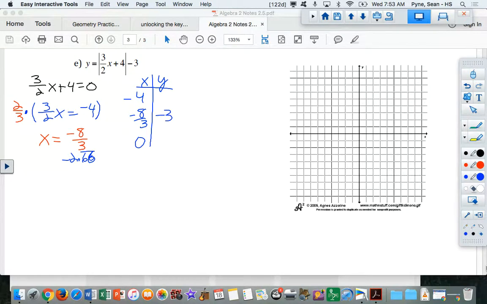I'm taking notes. I'm a visual learner. Now we plug it in. So y equals the absolute value of 3/2 times, well, I'll do 0 first. That's going to be real easy. Absolute value of 4 minus 3. Guys, be careful. You're only doing the absolute value of 4 here. So that's going to be 4 minus 3, which is 1.